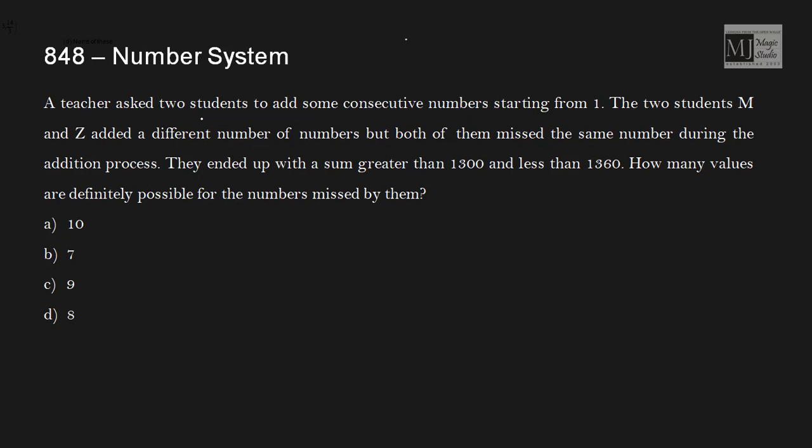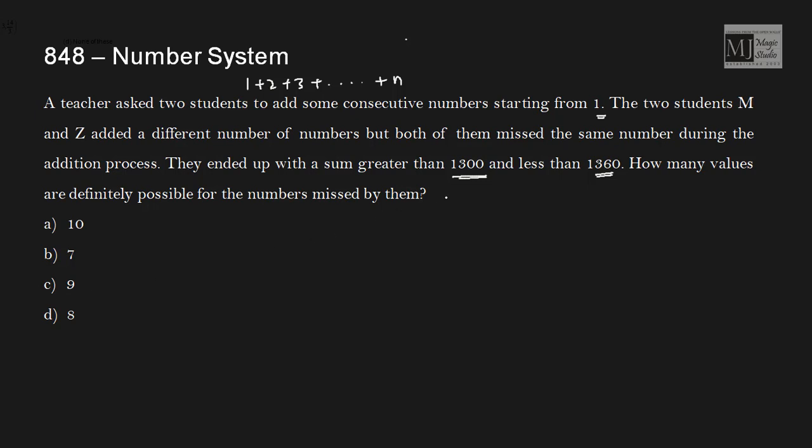A teacher asks 2 students to add some consecutive numbers starting from 1. That means 1 plus 2 plus 3 till n. That is what they are supposed to find. 2 students M and Z added a different number of numbers, but both of them missed the same number during the addition process. They ended up with a sum greater than 1300 and less than 1360. How many values are definitely possible for the numbers missed by them?